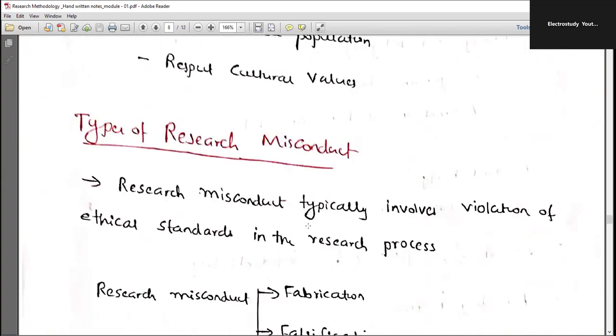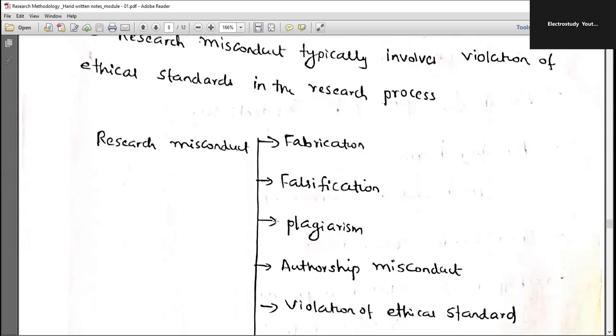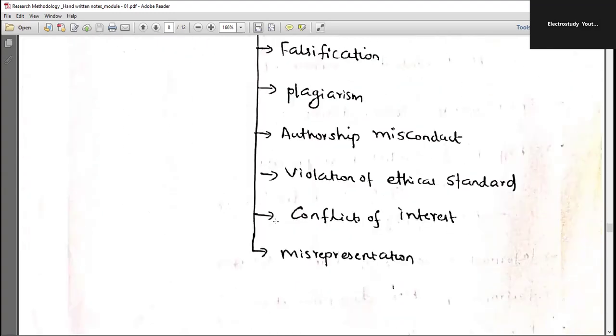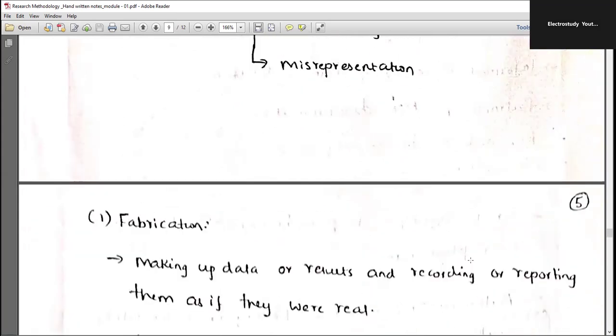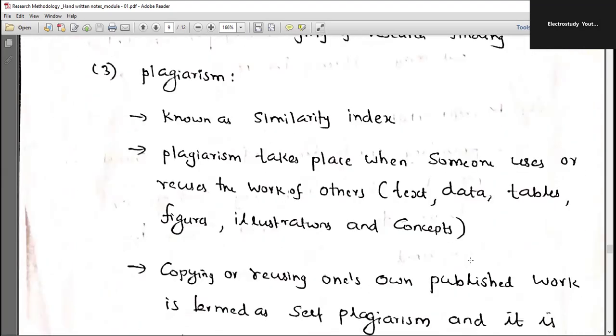Then there are different types of research misconduct such as fabrication, falsification, plagiarism, authorship misconduct, violation of ethical standards, conflicts of interest, misrepresentation, etc. So you may have to brief up individually. So that's all about question number 2B.